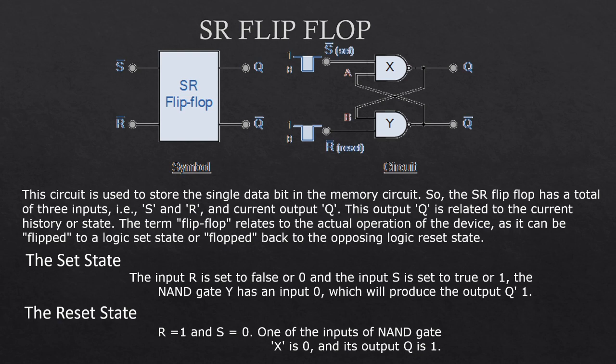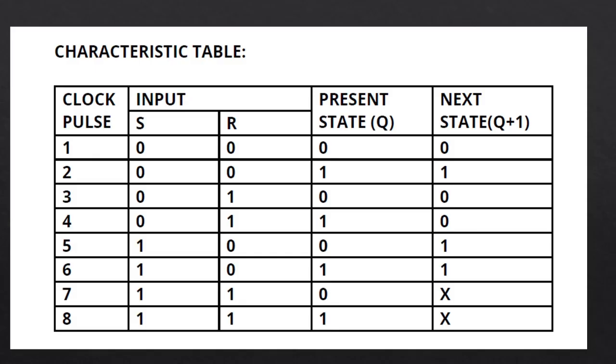As a result of this, it will produce the output Q dash as 1. In the reset state, the value of R is equal to 1 and S is equal to 0, and one of the inputs of the NAND gate X is 0 and its output Q is subsequently 1. Here we have the characteristic table, in which we have the clock pulses, the inputs S and R, and the present state Q, and we also have the next state, which would be Q plus 1.